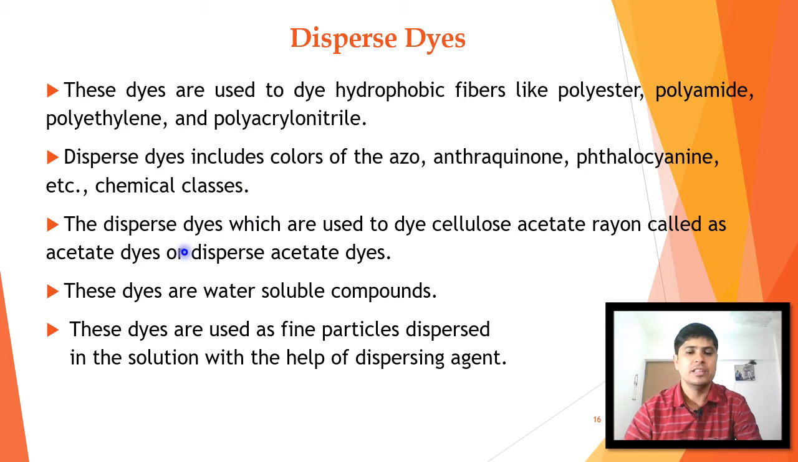The disperse dyes which are used to dye cellulose acetate rayon are called acetate dyes or disperse acetate dyes. These dyes are water insoluble compounds. They are used as fine particles dispersed in the solution with the help of a dispersing agent.